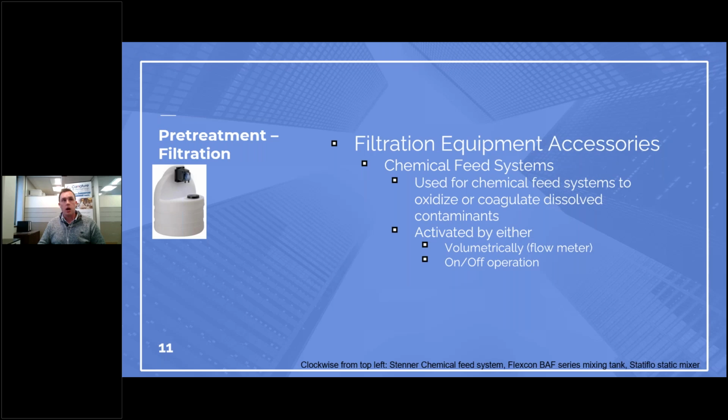Typically, they're operated one of two different ways, either volumetrically, so tied in with some sort of flow pacing mechanism, so that the dosing always matches the flow that's going through the system. Or if you know your flow rate's never going to increase or decrease off of this one number, then you can reliably go with an on-off operation. Whether that's tied into the RO, maybe that's tied into the pressure switch for the pump that's providing it. It's a couple different ways you can do it.